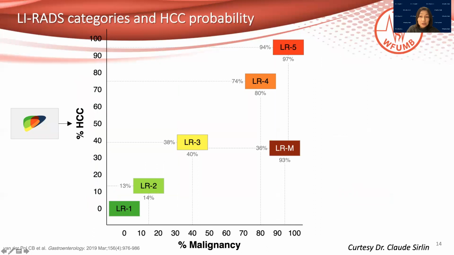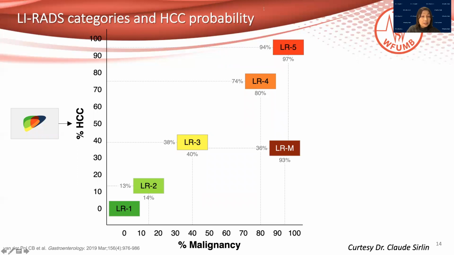Now, this graph is showing the probability of HCC and malignancy. The data is from CT and MRI, as we have more data on CT and MRI. The y-axis is the probability of HCC, and the x-axis is the probability of malignancy. And as you can see, it's really nicely lined up from LI-RADS 1 to LI-RADS 5. LI-RADS 5 is 94% HCC and 97% malignant. And LI-RADS M is 36% HCC and 93% malignant.